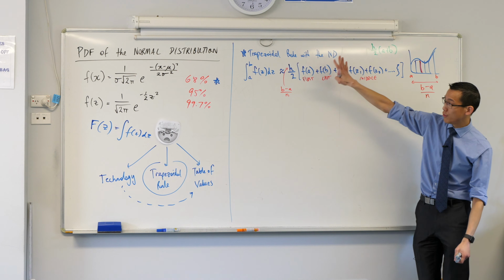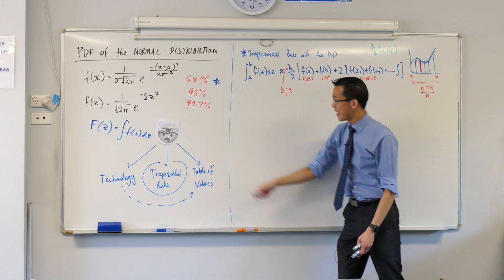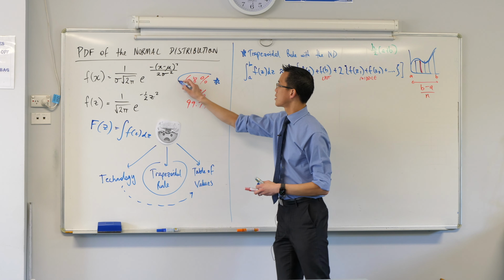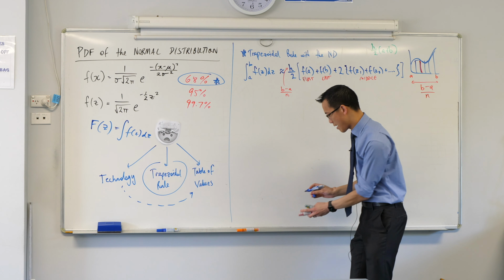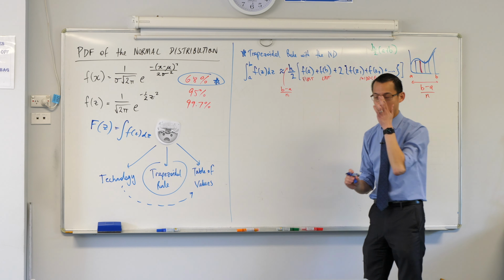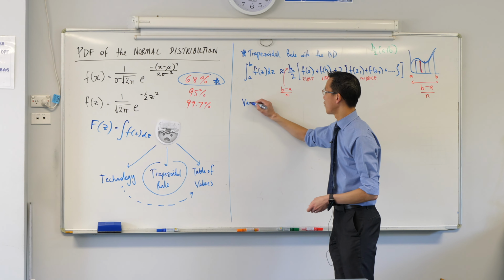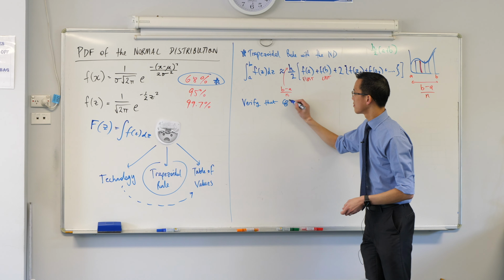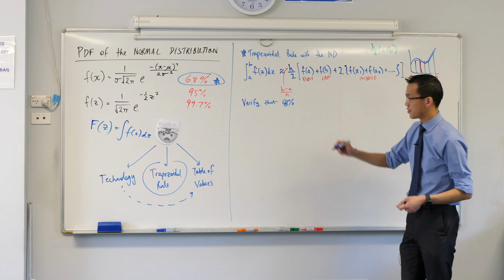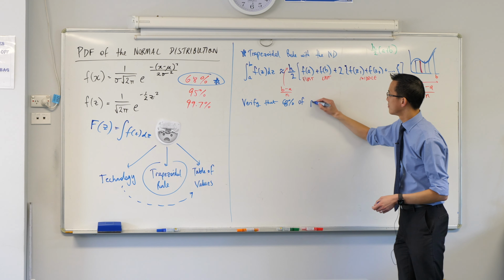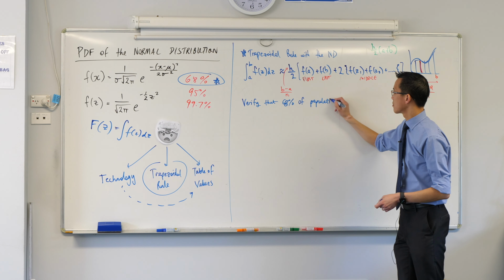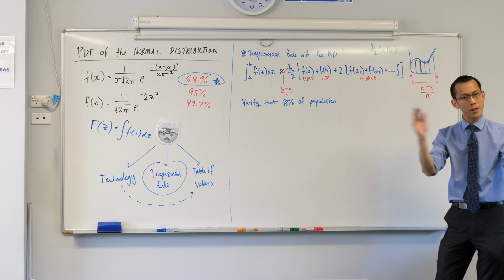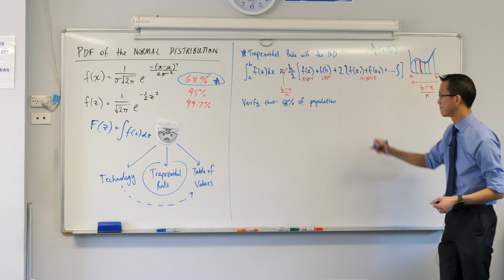Our task now is to use this on this guy, and we wanted to verify this particular result. Maybe we should write that down. What are we trying to do? We're trying to confirm or verify that 68% of a population is, how would we say this? Within one standard deviation of the mean.